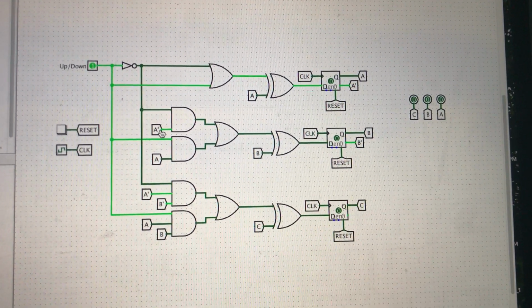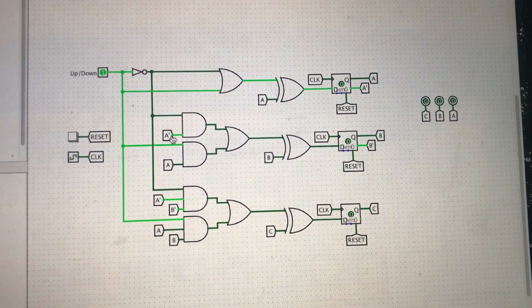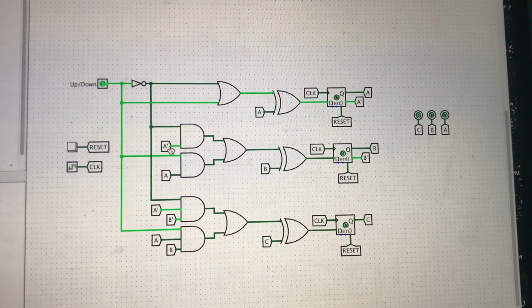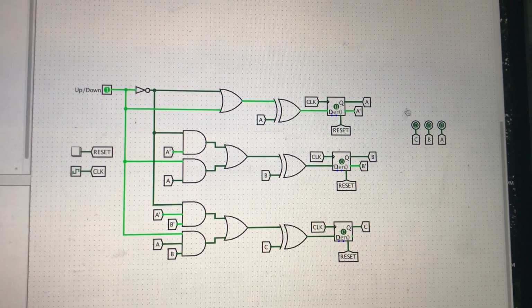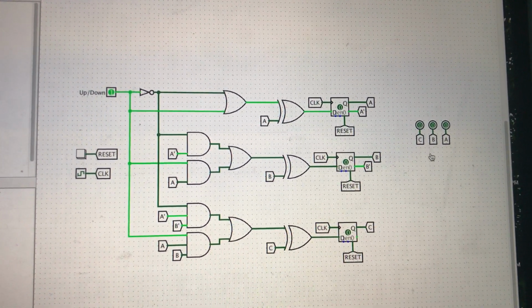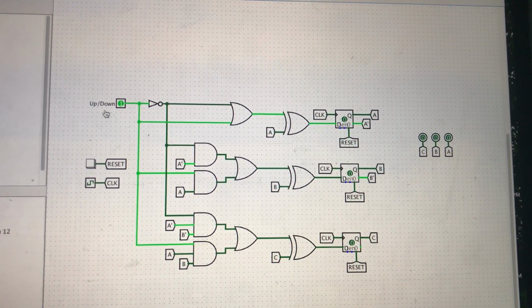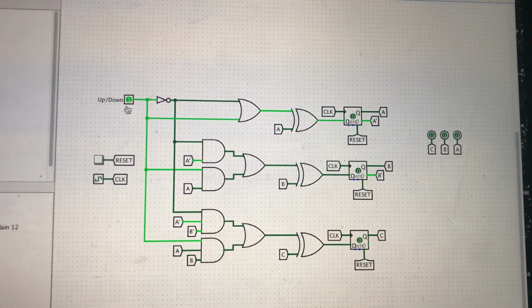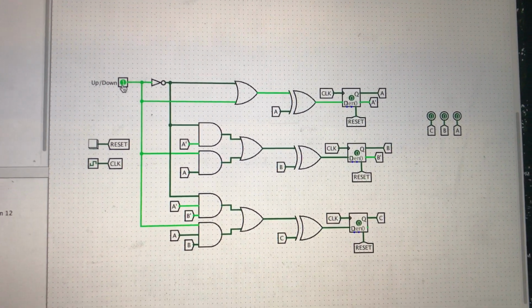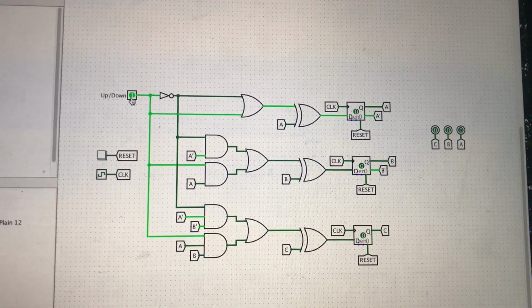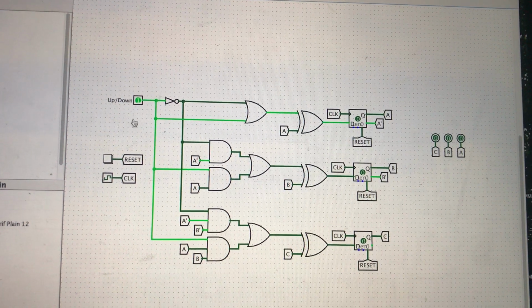Okay, so this is my Logisim circuit for the 3-bit counter that we made. And over here are the outputs. This is the counter, C, B, and A. And then over here is the input, up, down. And this can either be 1 or 0. And that determines whether the counter is going to count up if it's 1 or down if it's 0.